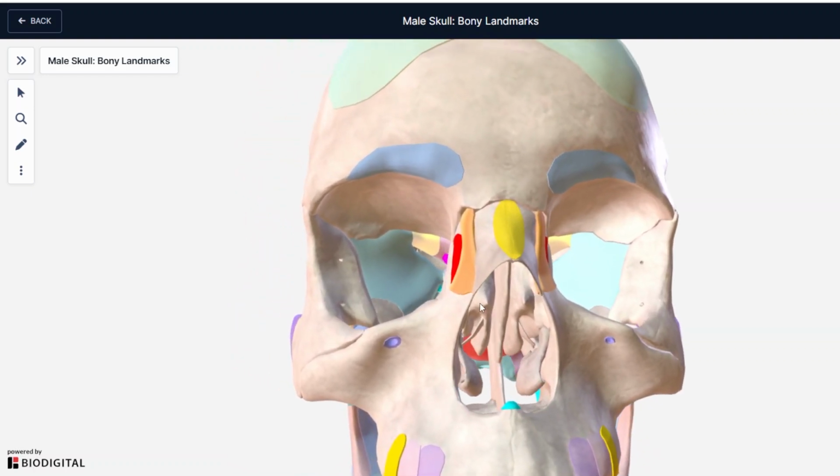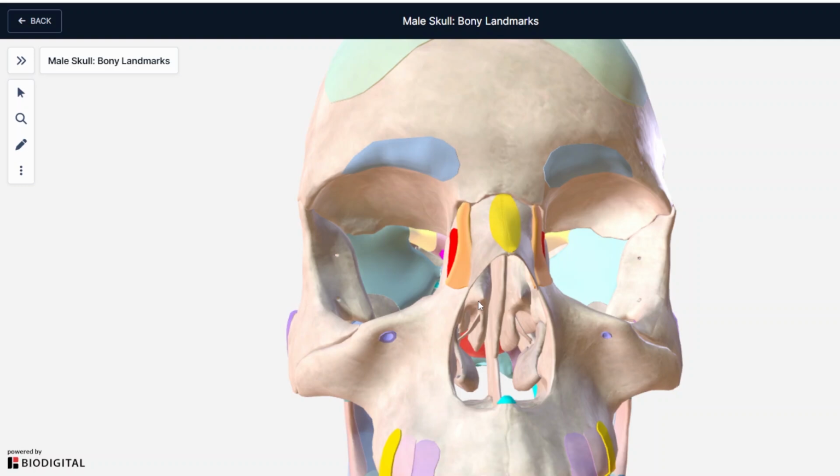The orbit is created from a lot of bones, if we're going to be honest here, including the frontal bone, the sphenoid bone, the zygomatic bone, the maxillary bone, the palatine bone, the lacrimal bone, and the ethmoid bone. So pretty much, let's say 80% of the bones of your face, in some way, directly or indirectly, form or help in the formation of the orbit.